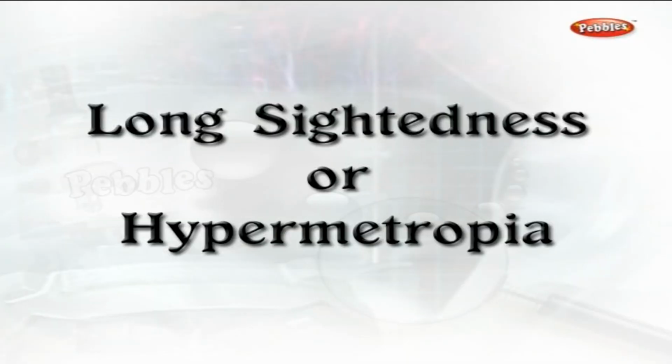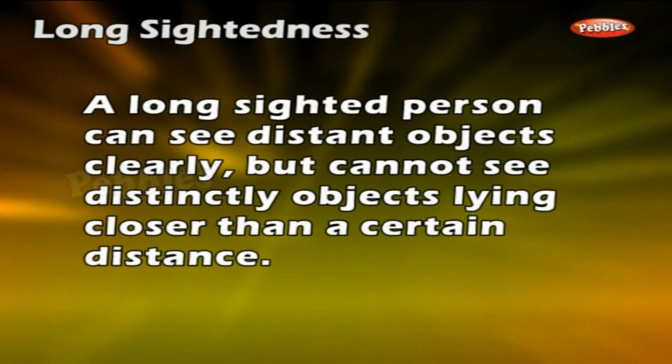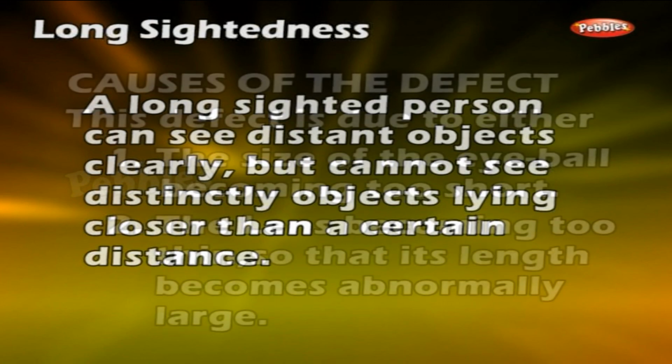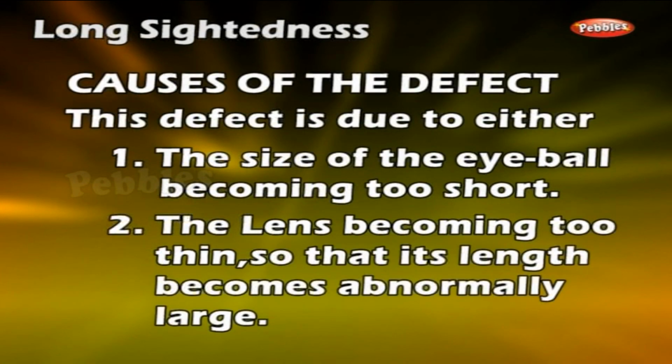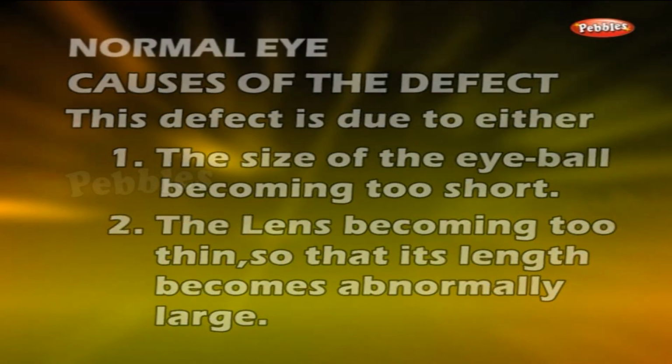Long-sightedness or hypermetropia. A long-sighted person can see distant objects clearly, but cannot see distinctly objects lying closer than a certain distance. Causes of the defect: this defect is due to either the size of the eyeball becoming too short, or the lens becoming too thin, so that its focal length becomes abnormally large.